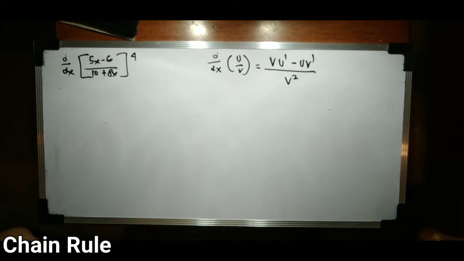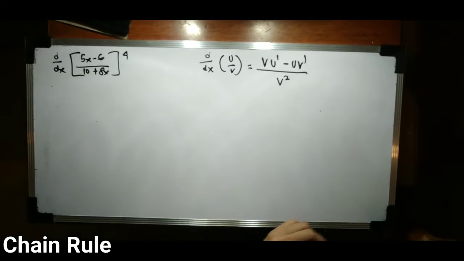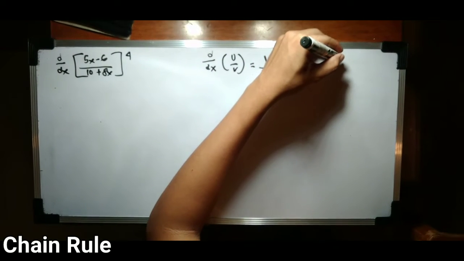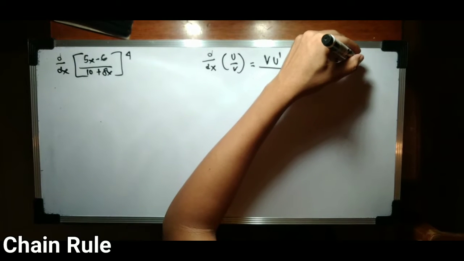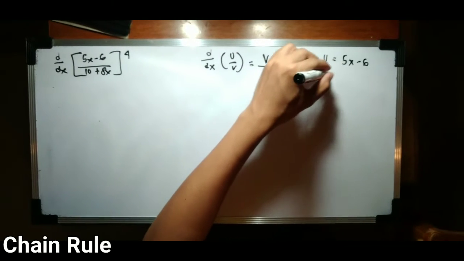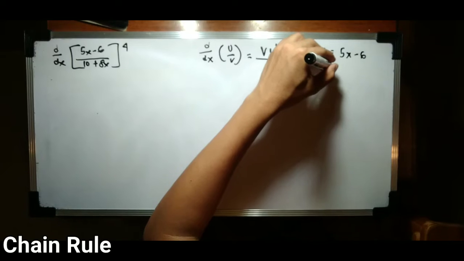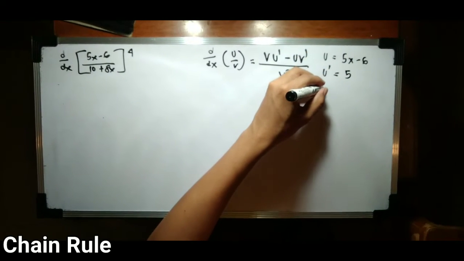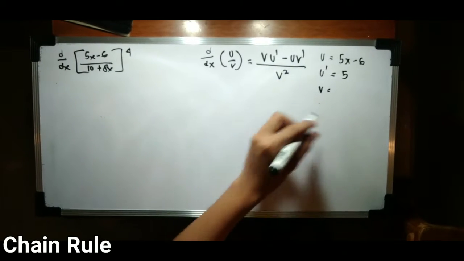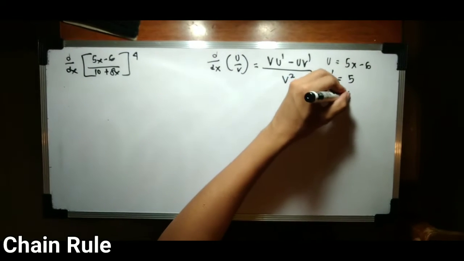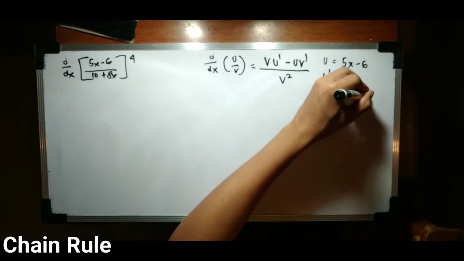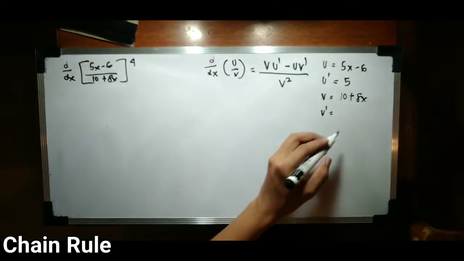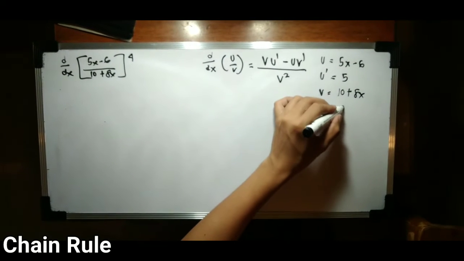Now we will get the values of u and v. So first, let's get the value of u, which is 5x minus 6. Then u prime, which is the derivative of u, is simply 5. Then v, which is 10 plus 8x. Then v prime, which is simply the derivative of 8x, which is 8.